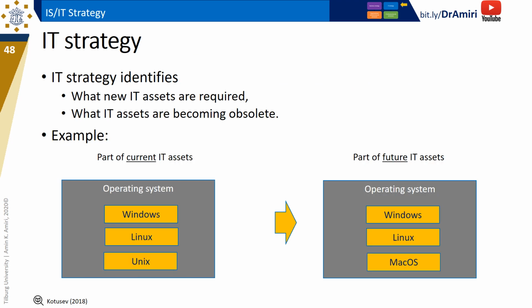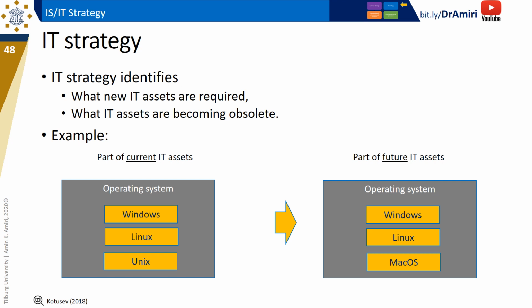An IT strategy, on the other hand, identifies what new IT assets are required and what IT assets are becoming obsolete. So you can see here part of the current portfolio of IT assets of Tilburg University. At the moment, the operating systems that are supported by the IT department and used in the IT department are Microsoft Windows, Linux, and Unix. But perhaps an imaginary future portfolio of IT assets would be to remove Unix as an operating system and add Mac OS.